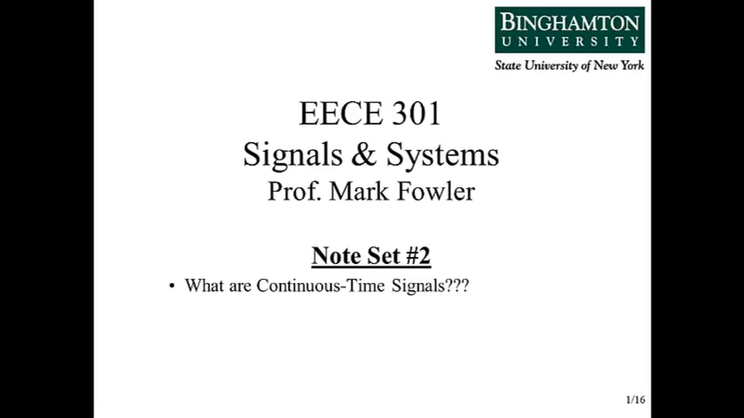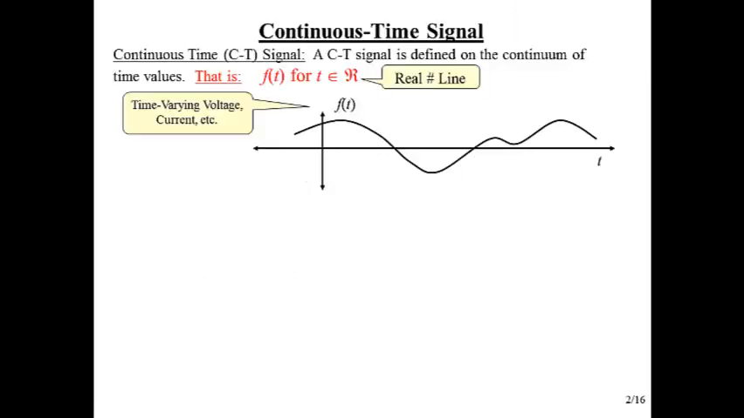Welcome to note set number 2, where we're going to talk about continuous time signals. Remember, these are the things that are going into a system, and we talked about continuous time versus discrete time. We're going to focus on continuous time here. Like I said before, a continuous time signal is just a function. Using some math notation, it's a function f of t, where t ranges over the real line.